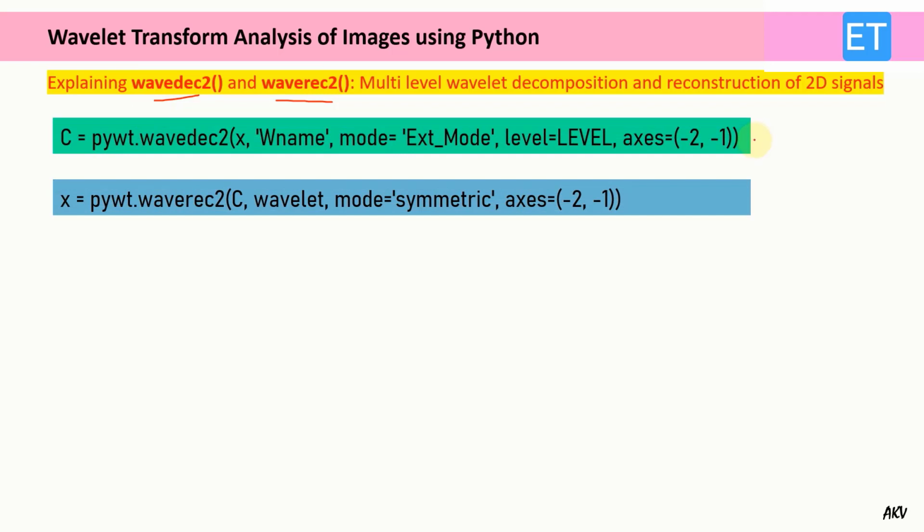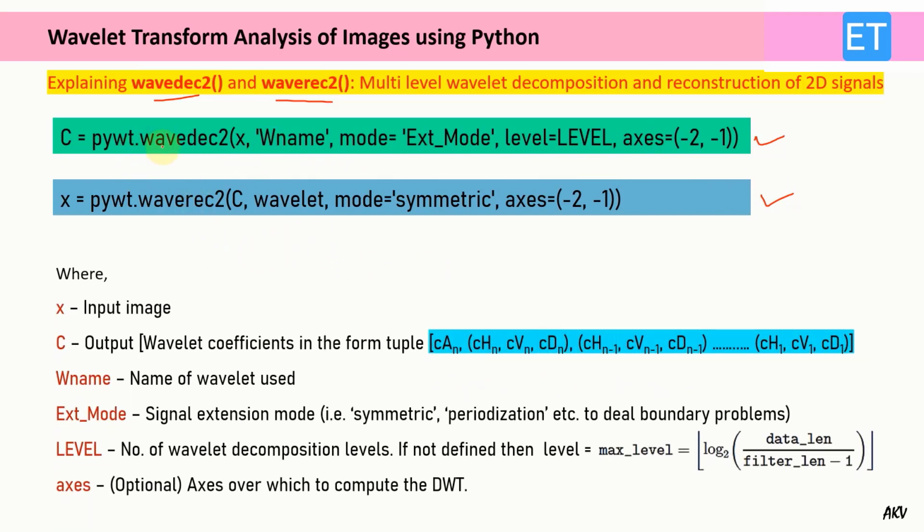So let's see the syntax. So this is the syntax of wavelet decomposition. This is the syntax of reconstruction. So it is similar to the previous DWT. So this is the name of the function, X is my image, and wname is the name of the wavelet. Then the signal extension mode, again similar, where you will write symmetric, periodization, etc. to deal with the boundary problems. And then level, here you will write the decomposition level. So if you want 3 decomposition levels, you will write level equal to 3. Okay, and then this is your optional axis command.